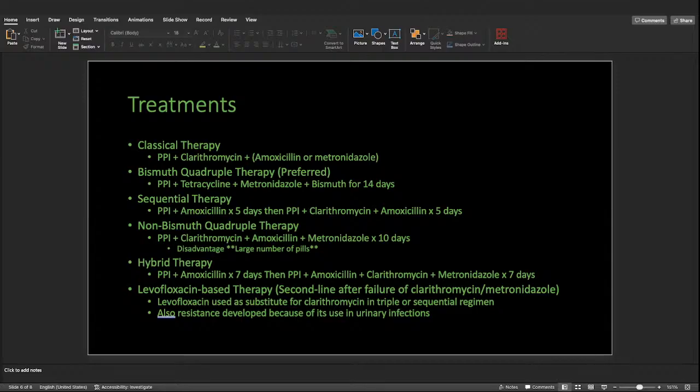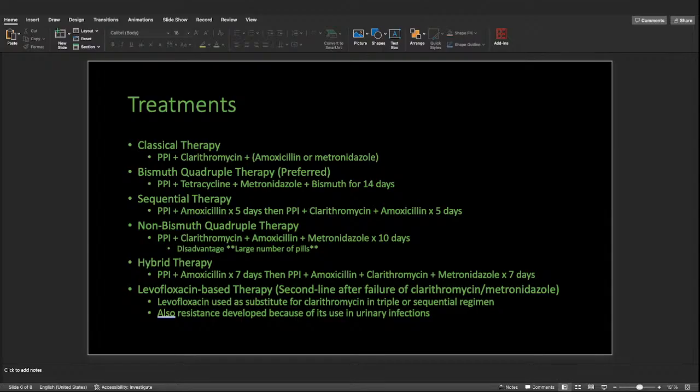And also, it's not commonly used as first line because of the resistance that has developed because of its use mainly in other types of infection like urinary infections. So that's basically how these treatments are done.